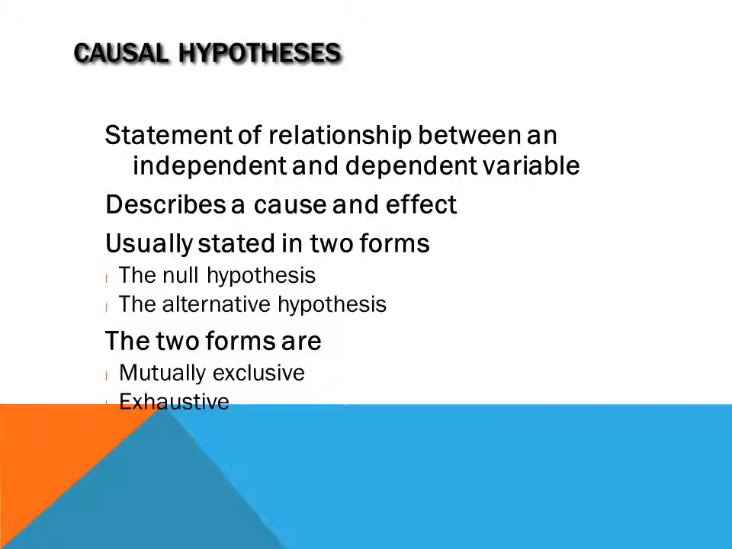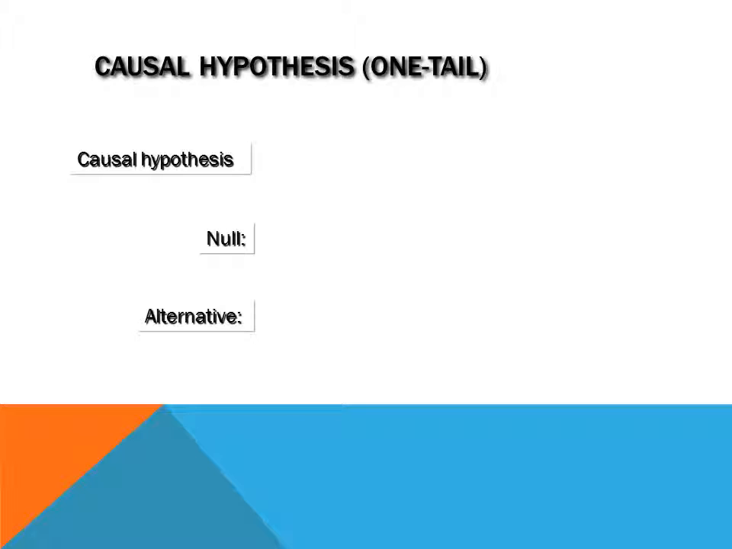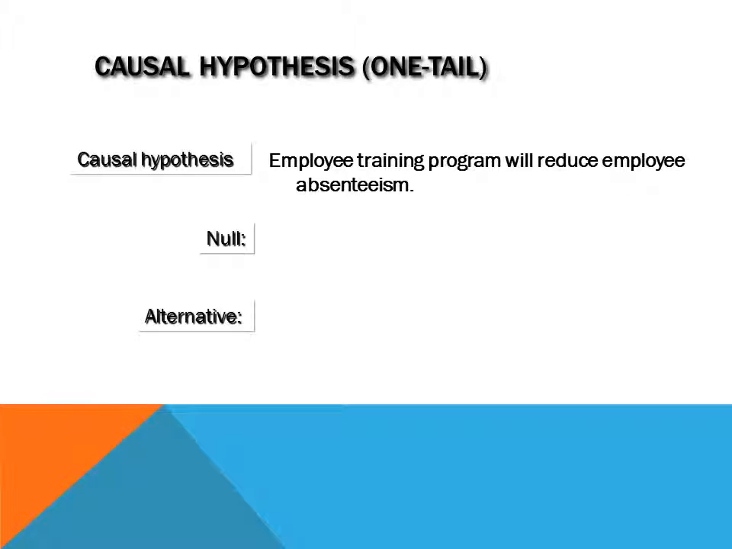There are also two types of causal hypotheses which we distinguish between. The first causal hypothesis is what is called a one-tailed hypothesis. A one-tailed hypothesis is when you, the researcher, hypothesize or propose a relationship between an independent and dependent variable that is directional. So here's an example of a causal hypothesis. Employee training will reduce employee absenteeism. Notice, first things first, the causal hypothesis is your alternative hypothesis. So in other words, your alternative hypothesis would be that employee training would reduce employee absenteeism.